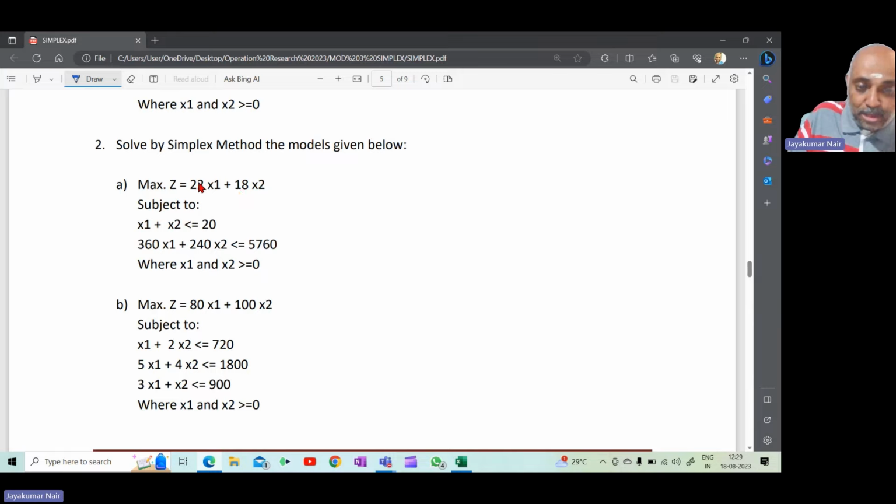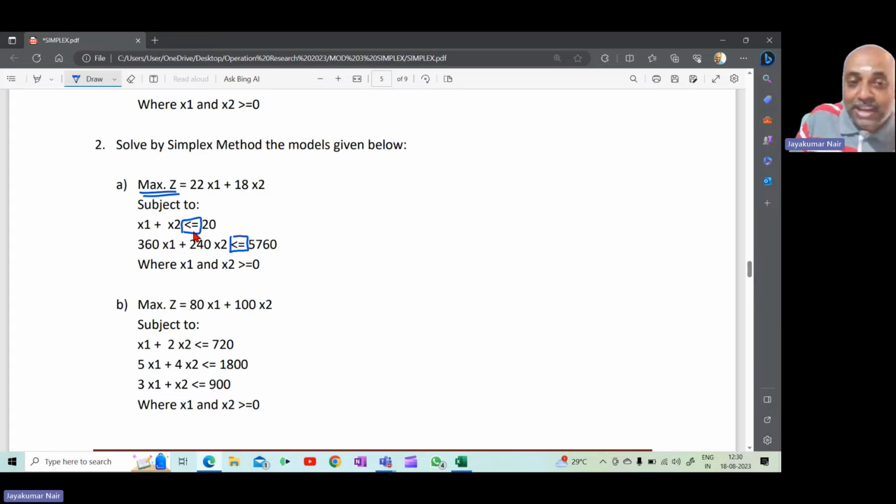So your first step when you solve maximization LPP under simplex method is you have to check what is your objective. The objective is maximization. So if the objective is maximization, you have to see at least one constraint is in tune with the objective function. If the objective is maximization, at least one constraint should have less than or equal to sign. So in the given problem, both the constraints have less than or equal to sign.